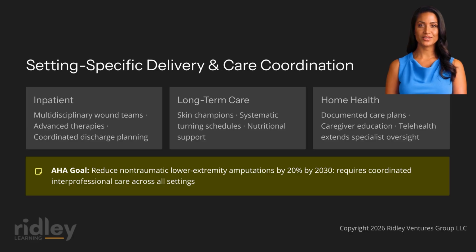The American Heart Association emphasizes that reducing non-traumatic lower extremity amputations by 20% by 2030 will require coordinated interprofessional care delivery that bridges settings and disciplines. Mobile wound care applications that integrate clinical data across settings support this coordination by providing shared wound documentation accessible to all team members regardless of practice location.